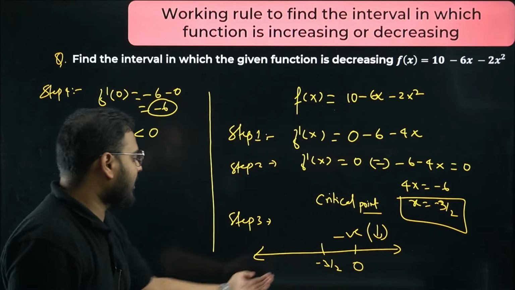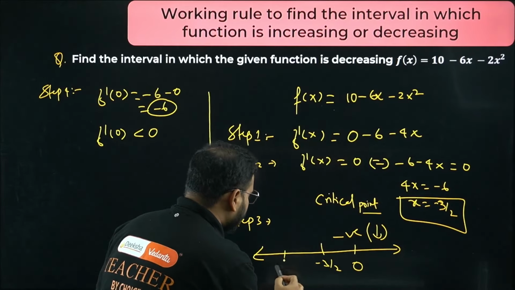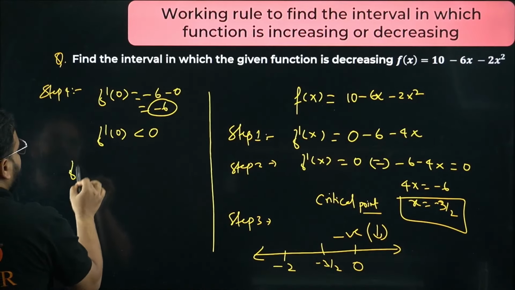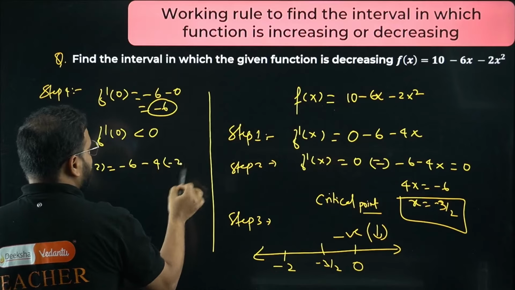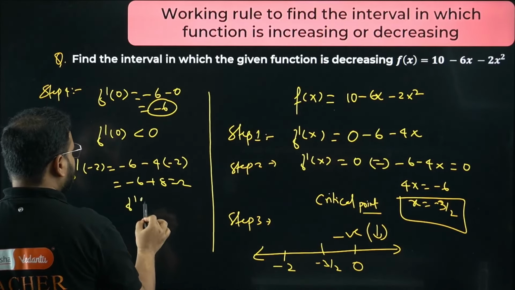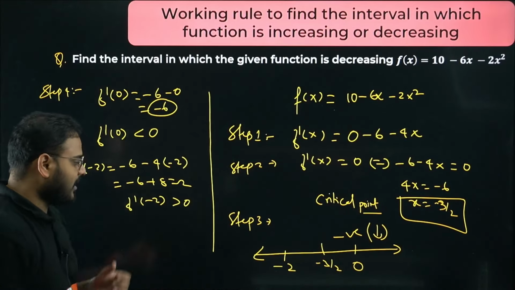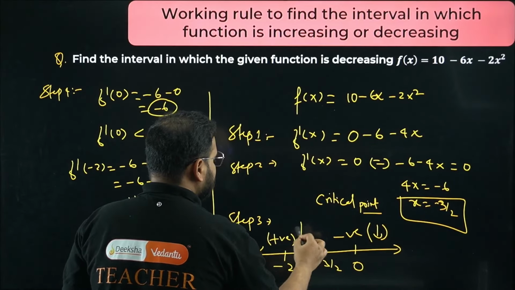Okay, and if you put a value over here, what will happen? Check this out. You can put here minus 2. Let's put this value over here as minus 2. What are you going to get? So f dash at minus 2 will become minus 6 minus 4 times minus 2. How much is that? Minus 6 plus 8. How much is that? 2. So we are getting f dash of minus 2 as greater than 0. What is going to happen? It will be positive, sir, on this side. Okay, hence increasing in nature.